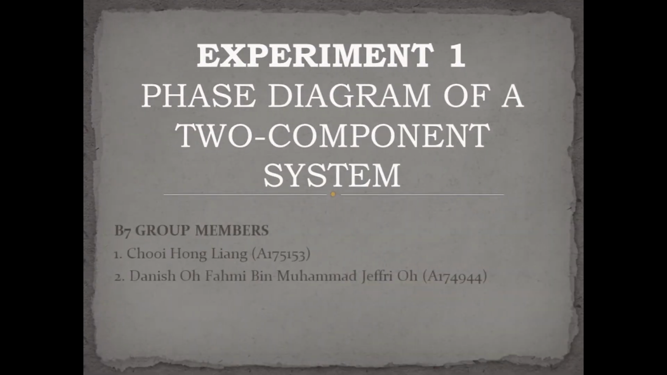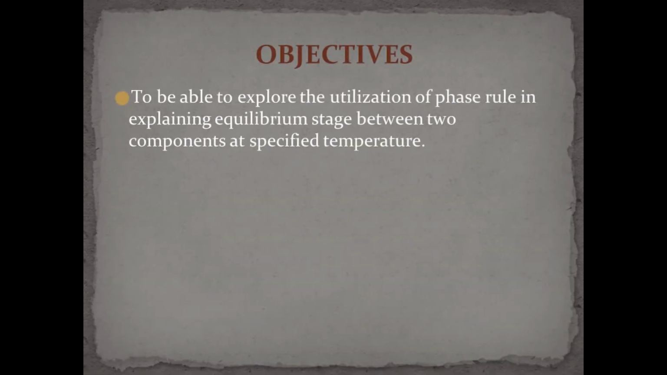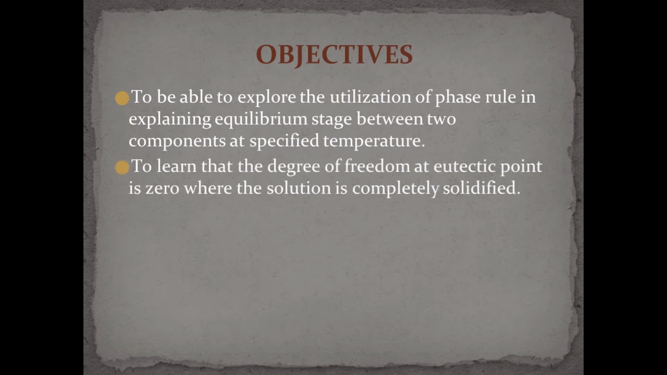Hi, we are from group B7 and in this video we're going to explain experiment 1, the phase diagram of a two-component system. In this experiment, our objectives are to be able to explore the utilization of phase rule in explaining equilibrium stage between two components at specific temperature and to learn that the degree of freedom at eutectic point is 0 where the solution is completely solidified.